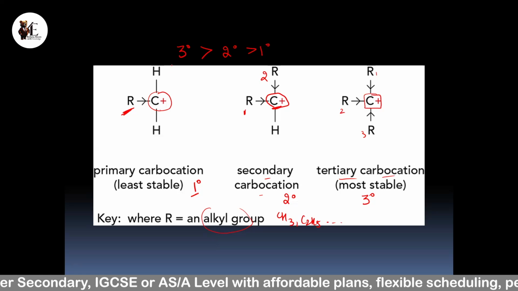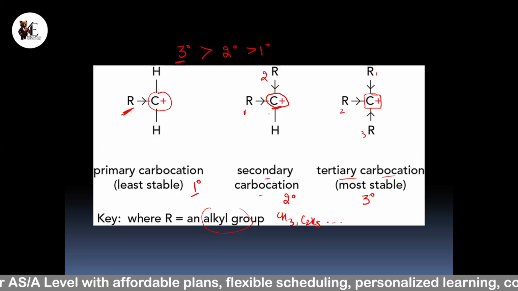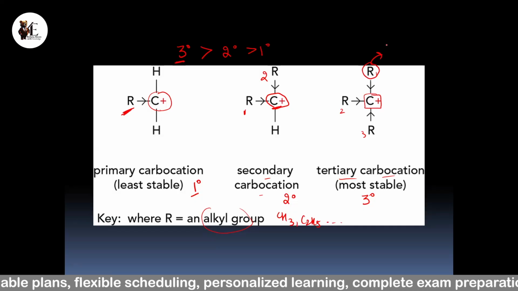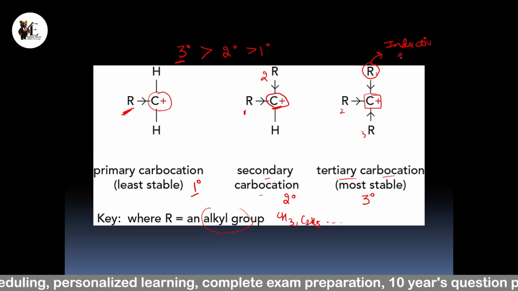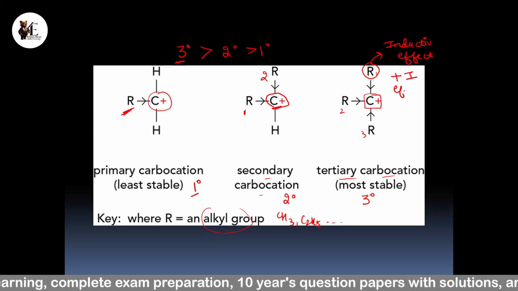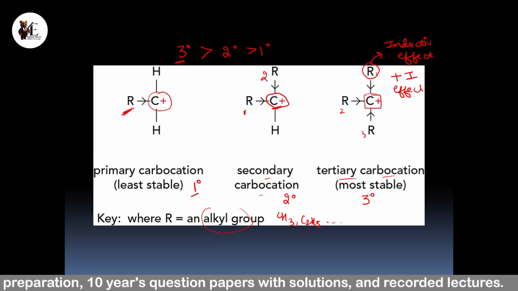Why? What is the reason that 3-degree carbocation is more stable? Because, as we'll see in the next slide, these alkyl groups exert inductive effect, or you can say they exert plus I effect. Plus I effect means they donate their electrons to this carbocation.